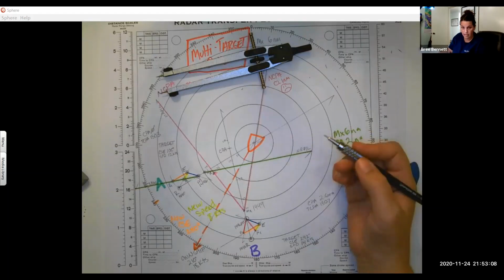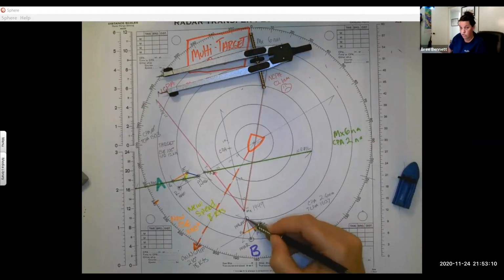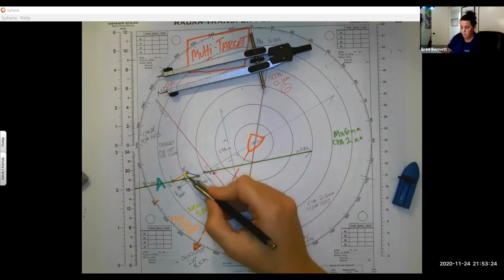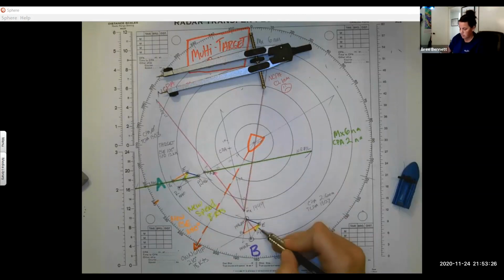R1 to the new M. That's your new relative motion line, right? R to M relative motion. So if we do E to R prime for our speed change, we're just going to put this vector to this vector.